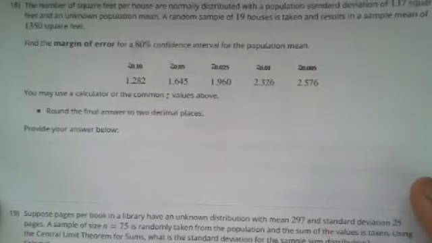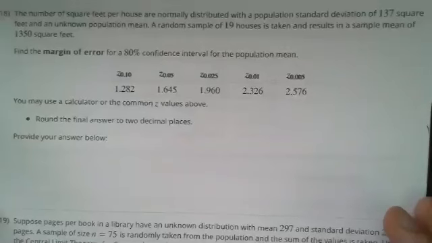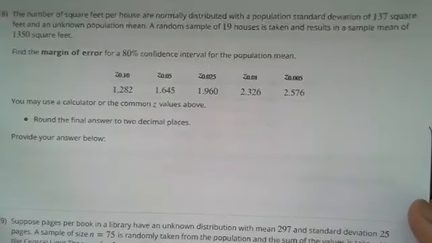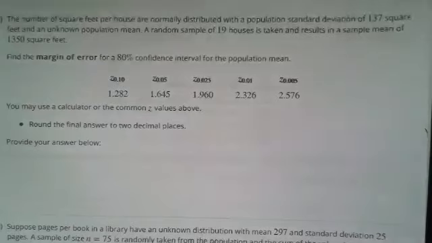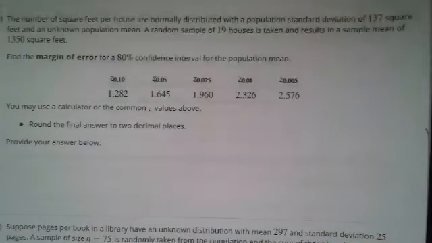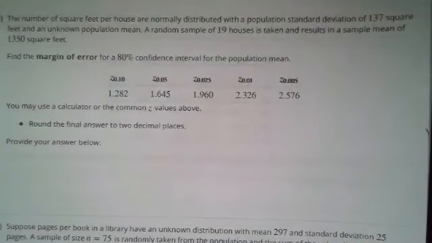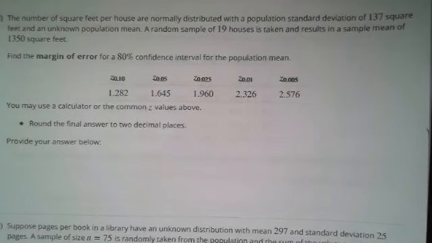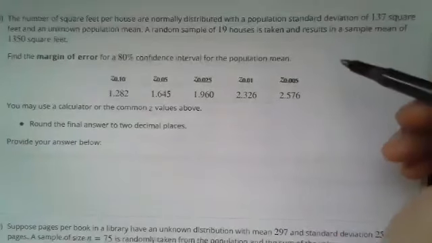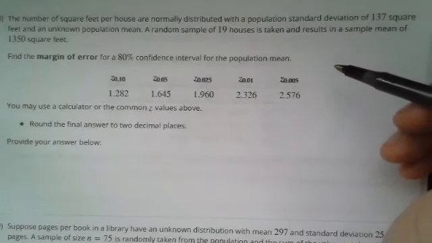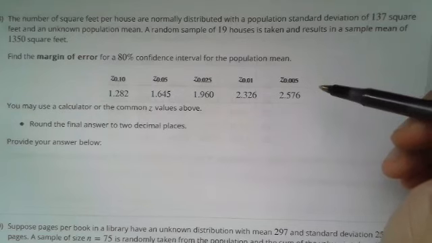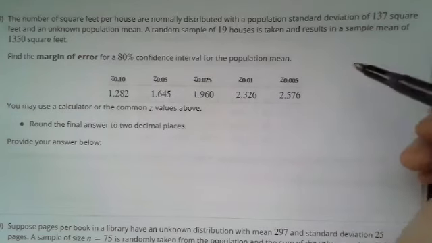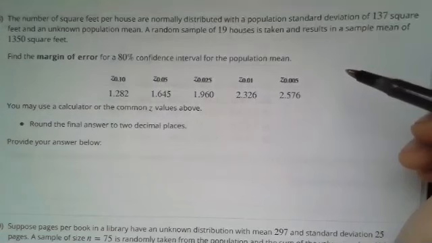The number of square feet per house is normally distributed with a population standard deviation of 137 square feet and an unknown population mean. A random sample of 19 houses is taken and results in a sample mean of 1,350 square feet. Find the margin of error for an 80% confidence interval of the population mean.